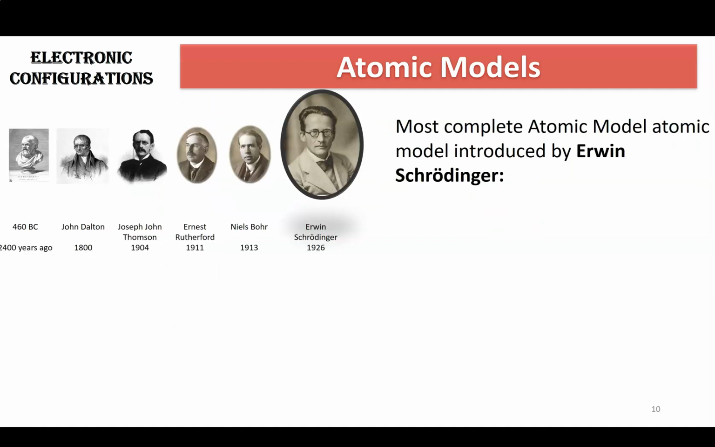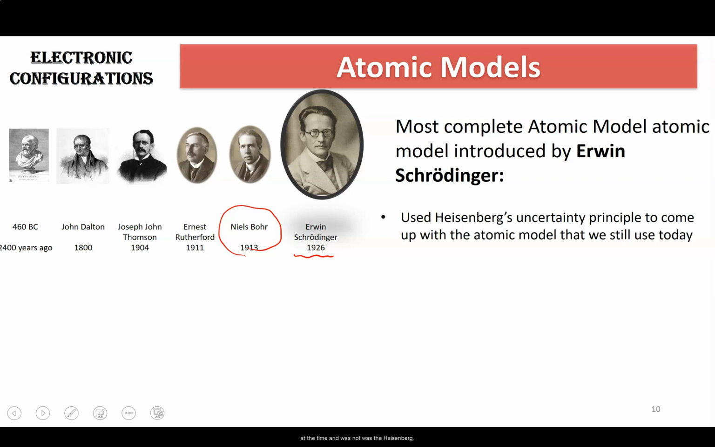Okay, so then in 1926, we had another genius that came up with the most complete atomic model that we know so far, Mr. Erwin Schrödinger. He said, wait a minute, I really admire the work of Niels Bohr, but there are some flaws in it, and I'm going to have to correct that. So he took advantage of what he knew at the time, and that was Heisenberg's uncertainty principle.